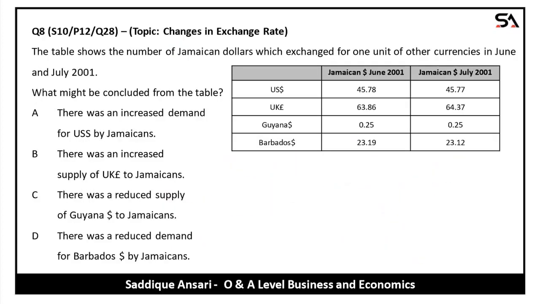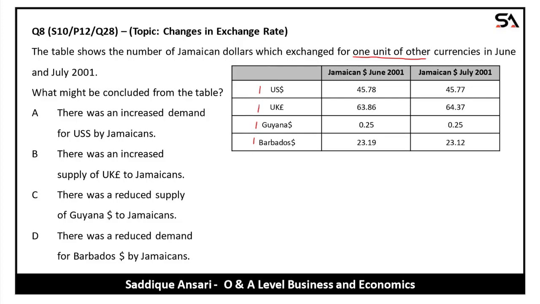Next we have a question from summer 2010, paper 1-2, question 28. The topic is changes in exchange rate. The table shows the number of Jamaican dollars which exchanged for 1 unit of other currencies in June and July 2001. So 1 unit of other currencies means the exchange rate of other currencies is given. So let's write 1 with each of these. So 1 US dollar is equal to 45.78 Jamaican dollars in June 2001 and then 45.77 Jamaican dollars in July 2001.